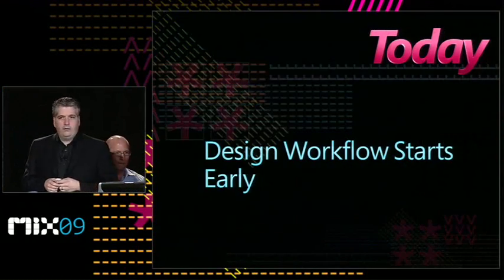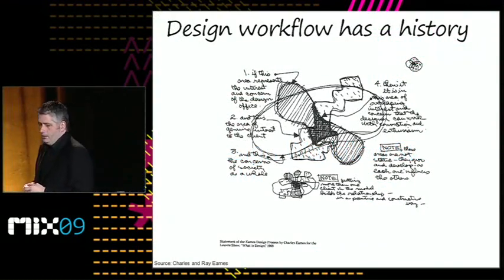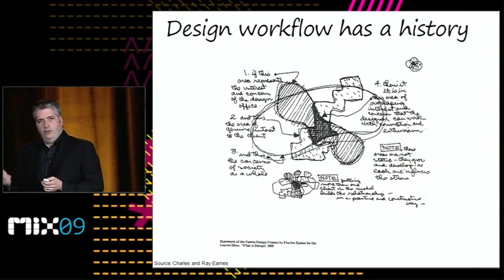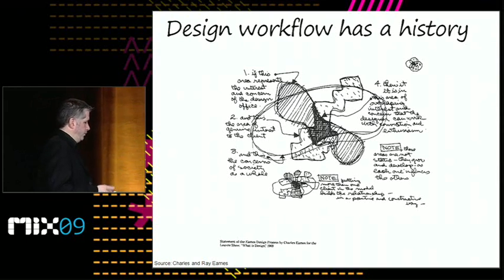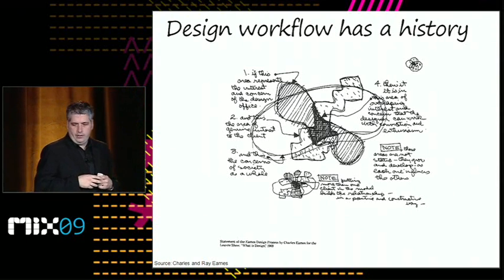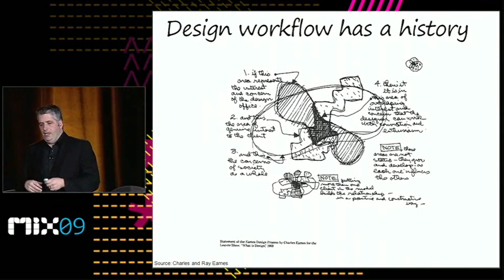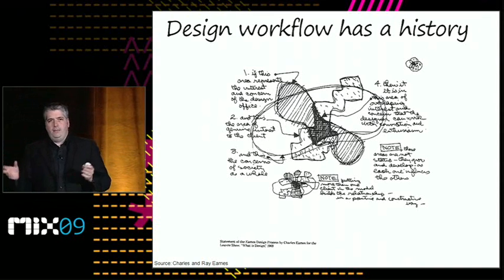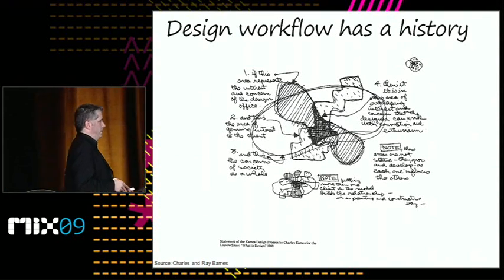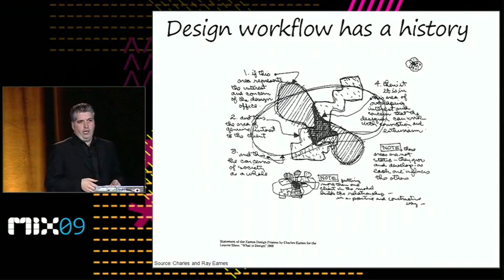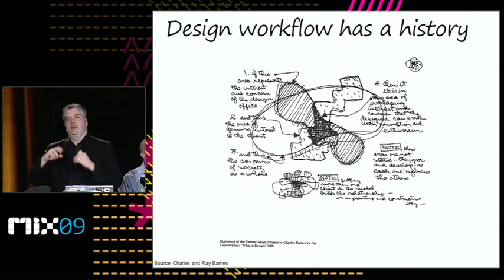So design workflow kind of starts early. And how many designers know Charles and Ray Eames? Charles and Ray Eames were designers, kind of disciples of the Bauhaus in the mid-20th century. And they started mapping out design processes a long time ago. Now, this chart may look kind of funny to you, but it's really a Venn diagram, right? And it's a Venn diagram about where innovation happens.